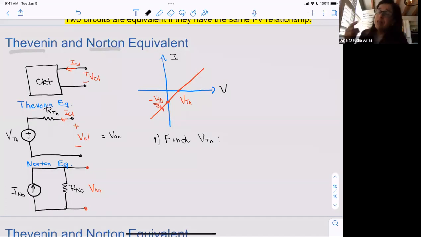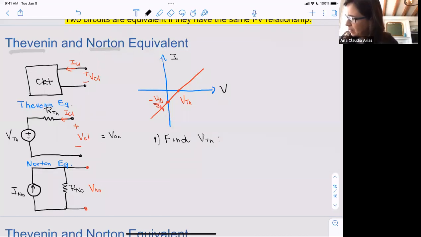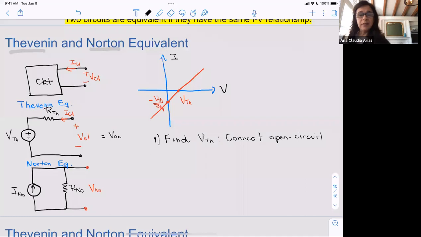Okay, so the first thing we're going to do is to find V Thevenin. And how do we do that? Well, we use our other equivalents, right? We say, okay, if I connect an open circuit, I can find V Thevenin, because once I have an open circuit here, I know that I is equal to 0. And that's what we did to find here, right? We said, okay, when I equals 0, we find V Thevenin. That's what we did right here.